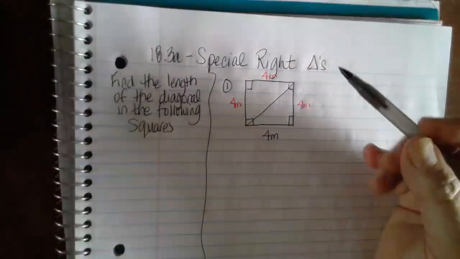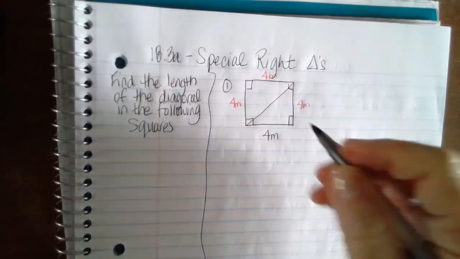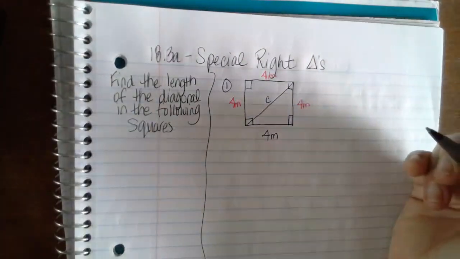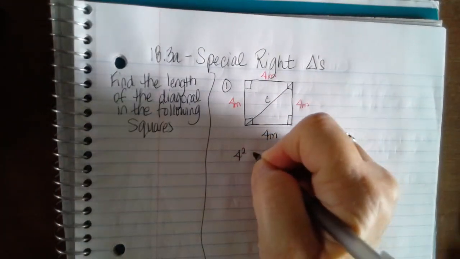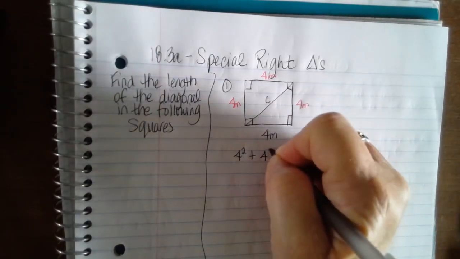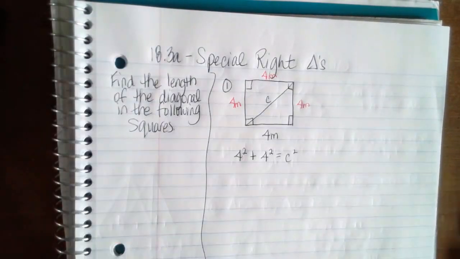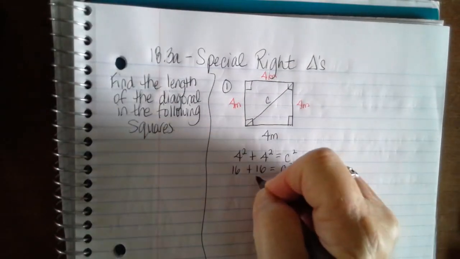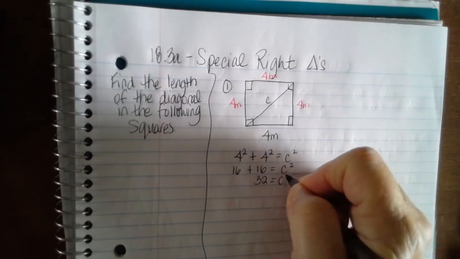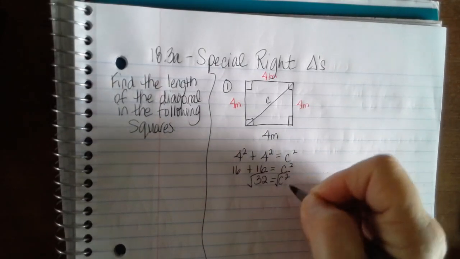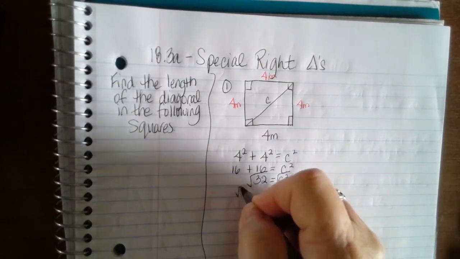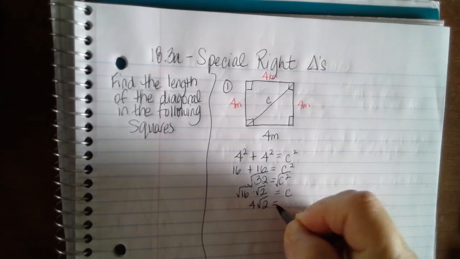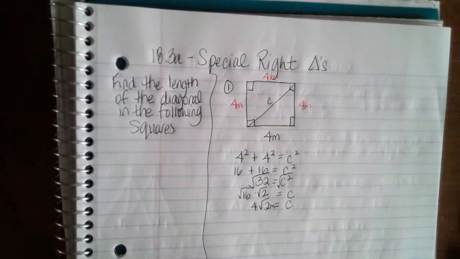Now, since this is a right triangle, because it's got a 90-degree angle, we can use the Pythagorean theorem. So my goal is to find c. So I want to find that diagonal. So then I'd go a squared, which is 4 squared, plus b squared, which is 4 squared, equals c squared. I get 16 plus 16 equals c squared. 32 equals c squared. Square root both sides, get c. And then this, if I break it down, is 16 times 2, which is 4 root 2. So that's my c, 4 root 2 meters.